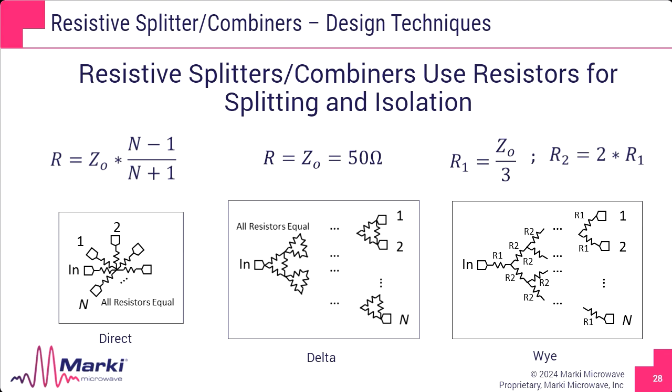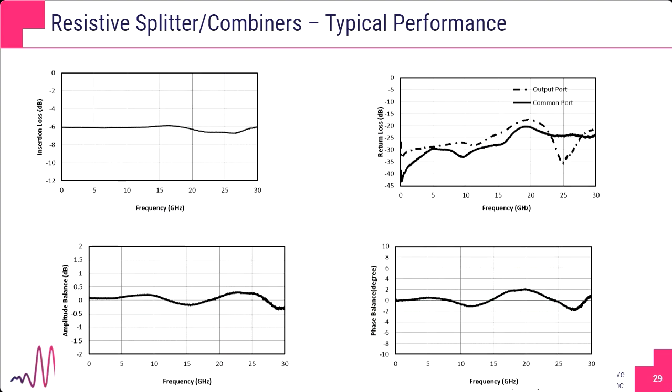So let's take a look at a real resistive power divider and see how this topology performs. For this, we're going to look at the Marki Microwave PD0030 SMG. This is a 2-way surface mount DC to 30 gigahertz resistive power divider. And as would be expected, the insertion loss is fairly flat and 6 dB across band. So 3 dB from the power split, 3 dB ohmic loss.